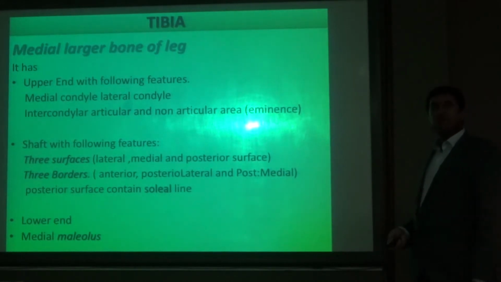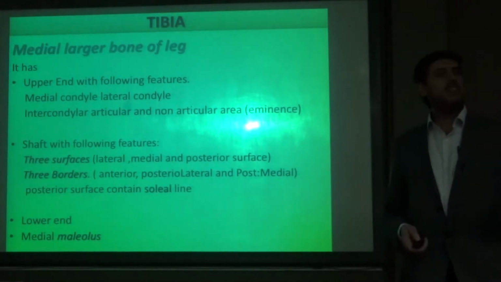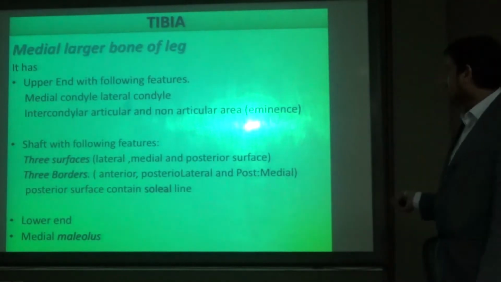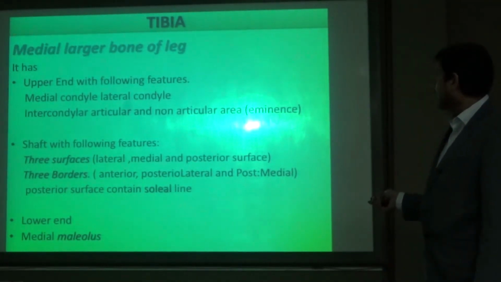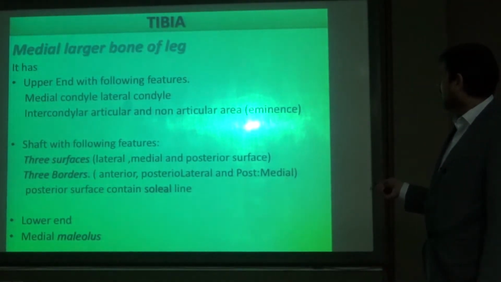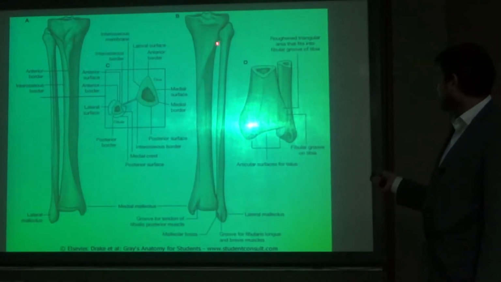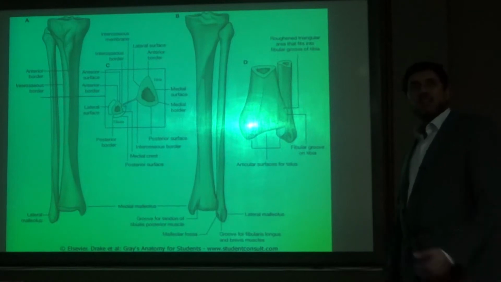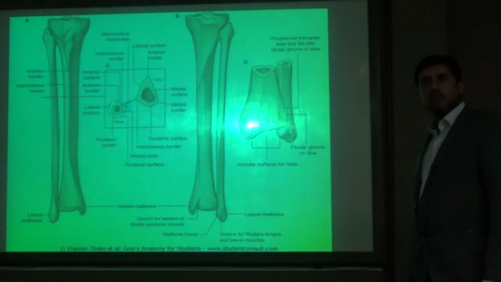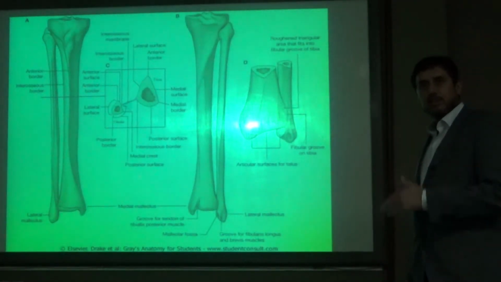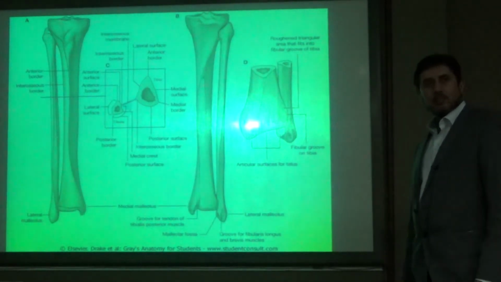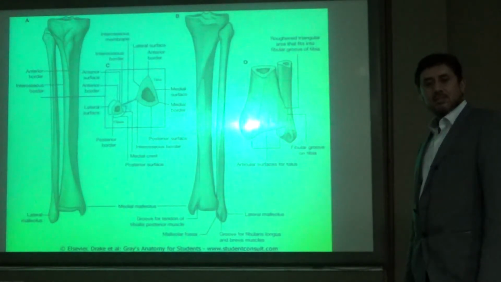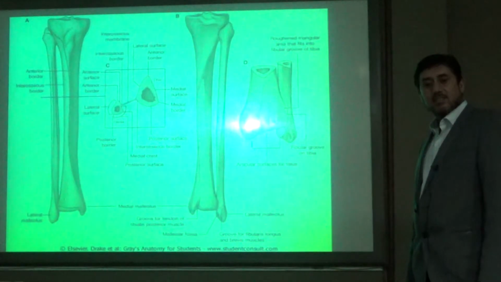Now how many bones do we have in a leg? Just to finish our lecture, how many bones do we have in the leg? Two. Tibia, the big one. Look at this, tibia. Touch your medial side of the leg. Massage over there. Medial side. Leg, not thigh.